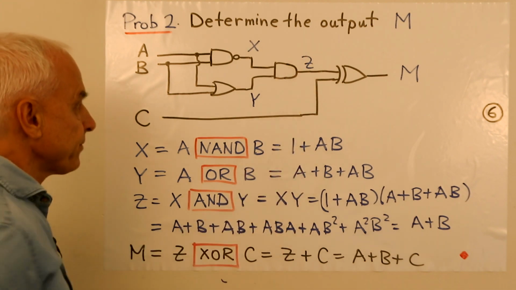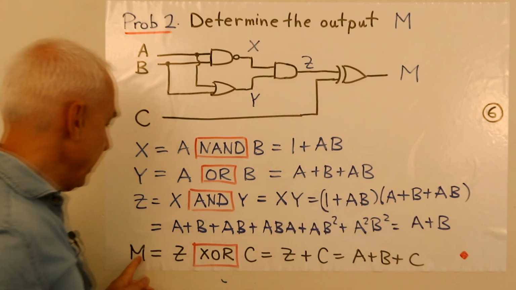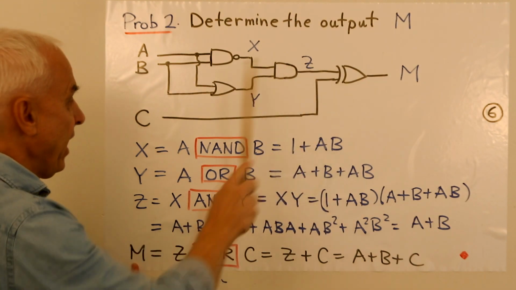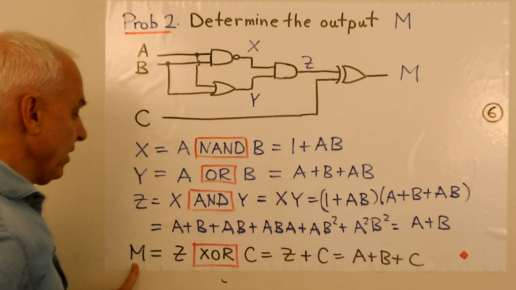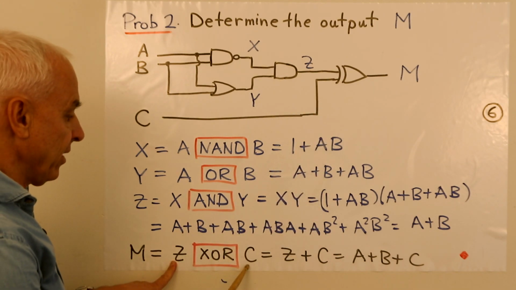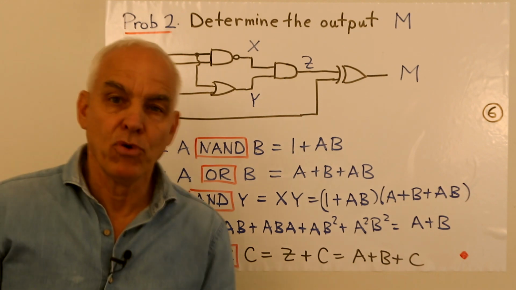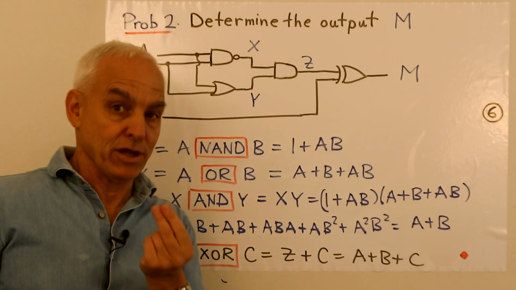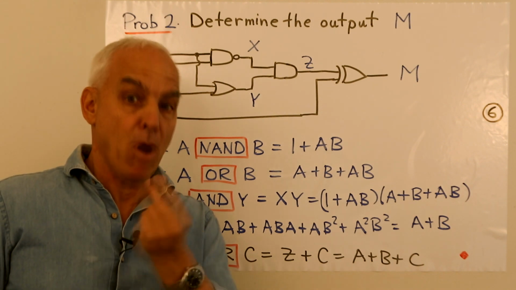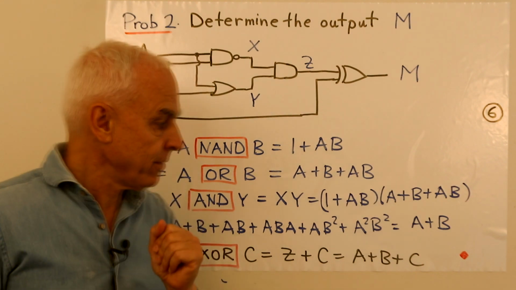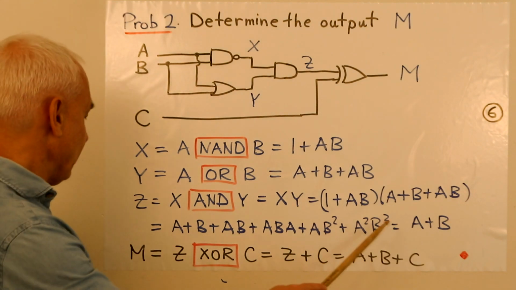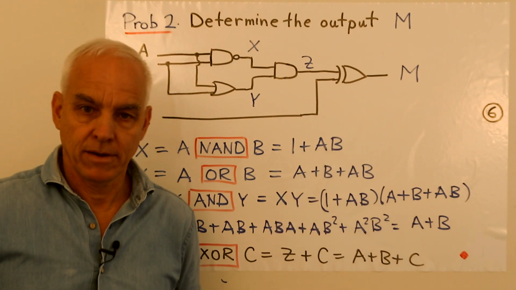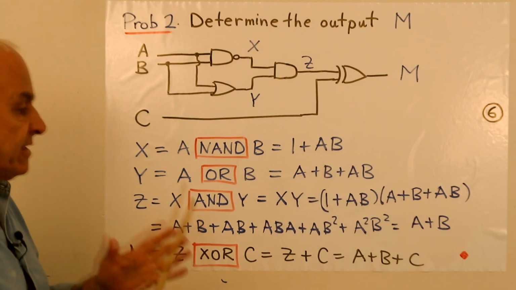That's what Z is. And finally, M is an XOR gate with inputs Z and our third input C. So it's Z XOR C. In the algebra of Boole, XOR is just our addition. That's our fundamental addition, the addition mod 2. Z we've decided is A plus B, so this is just A plus B plus C. That's the answer. That's a simplified form.